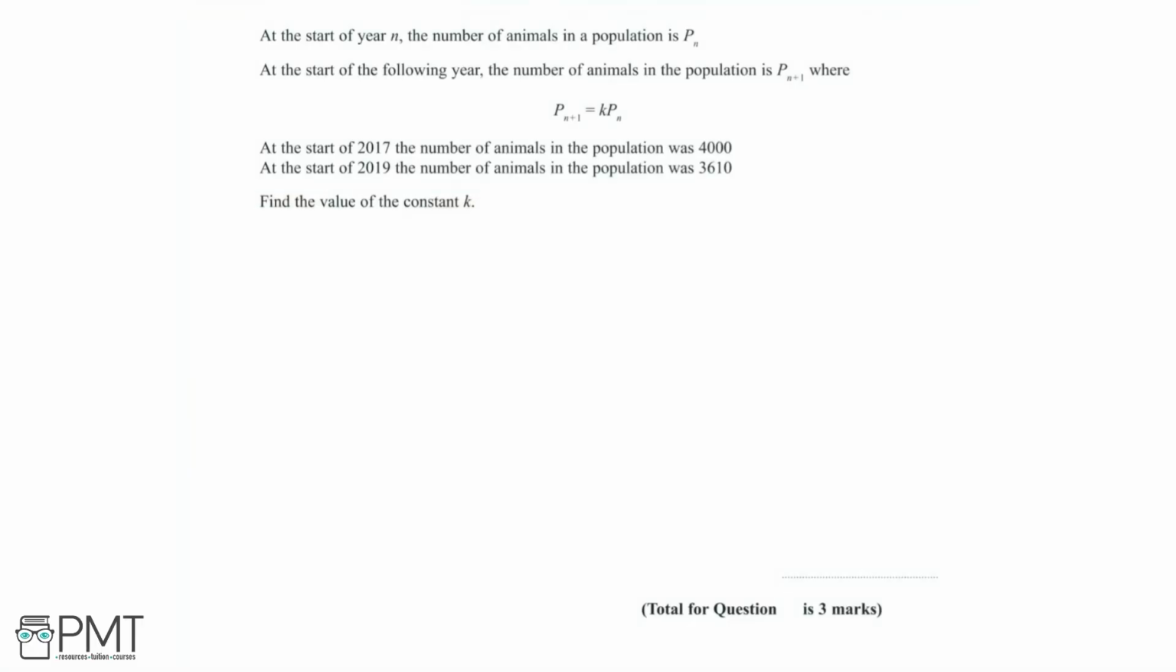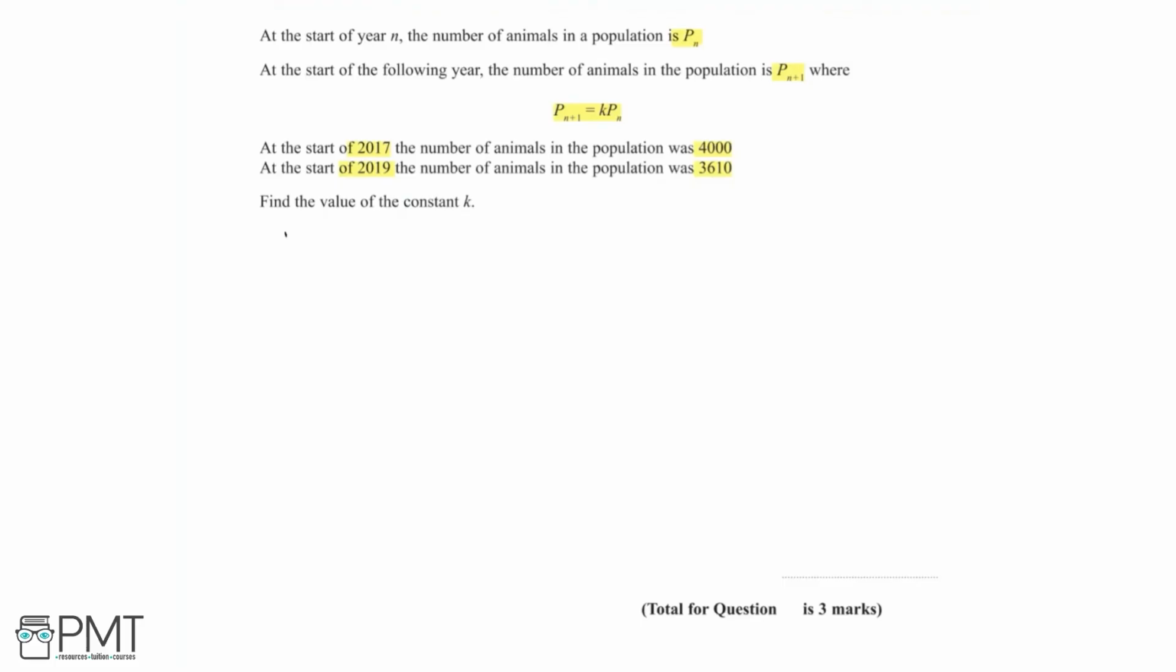In this question, we're told that at the start of year n, the number of animals in a population is Pn. At the start of the following year, the number of animals in the population is Pn plus 1, where Pn plus 1 is equal to some constant k multiplied by Pn. At the start of 2017, the number of animals in the population was 4,000. And at the start of 2019, the number of animals in the population was 3,610.